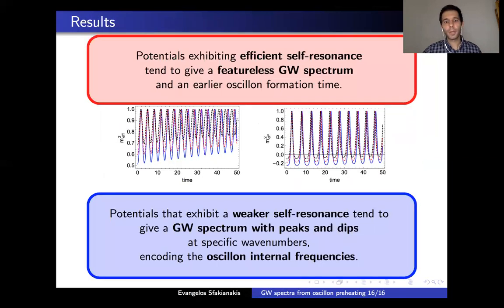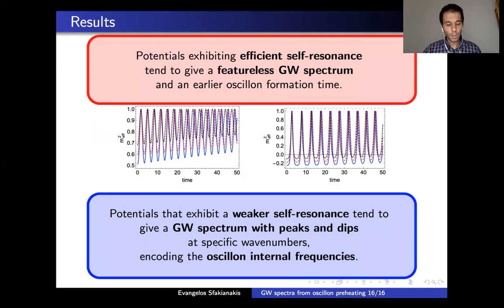So the featureless shape. Whereas potentials with weaker self-resonance give a gravitational wave spectrum that still keeps its peaks and valleys. The reason for that is that parametric resonance is not strong enough to produce this abundance of random overdensities in our box. So fewer modes are amplified. Those that do get amplified enough will form oscillons. But after oscillons are formed, there's no other random noise in the box with sufficient power to produce an overwhelming thermal looking gravitational wave spectrum.